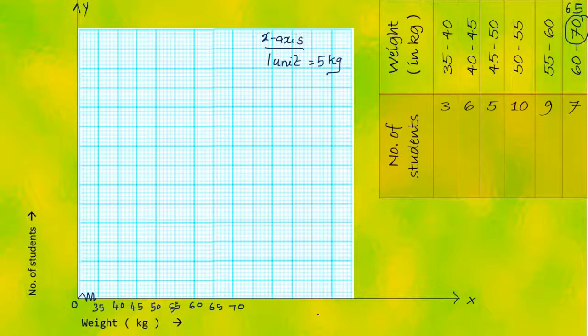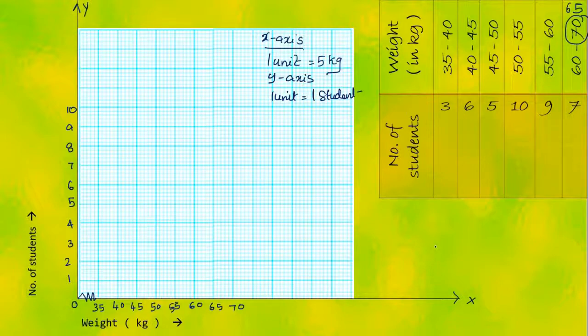Now about y-axis. The frequencies are like 3, 6, 5, 10, 9 and 7. So in y-axis, let's consider one unit as one student. So let's write it as 1, 2, 3, 4, 5, 6, 7, 8, 9 and 10. Now we are going to construct histogram.